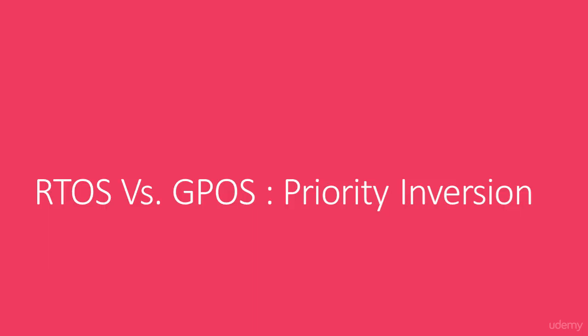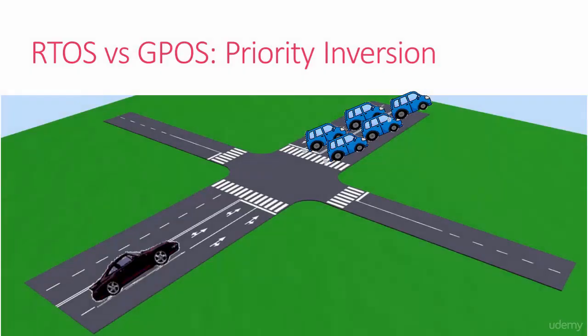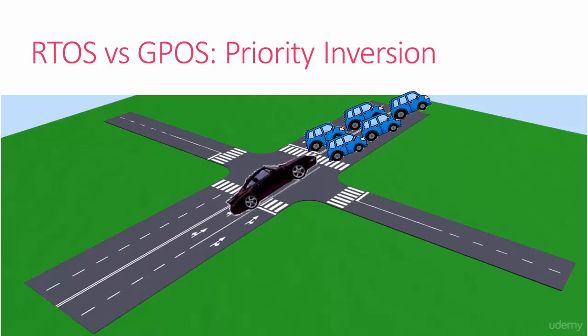All right, now let's discuss the difference between RTOS and GPOS in terms of priority inversion. Let's say you are going out with your car, and we will assume your car is a lower priority vehicle. It enters the busy traffic intersection, and you may be thinking that you can easily cross the intersection. Now, let's say unfortunately all these vehicles come to a sudden stop and you are stuck right in the middle of the intersection of the roads.